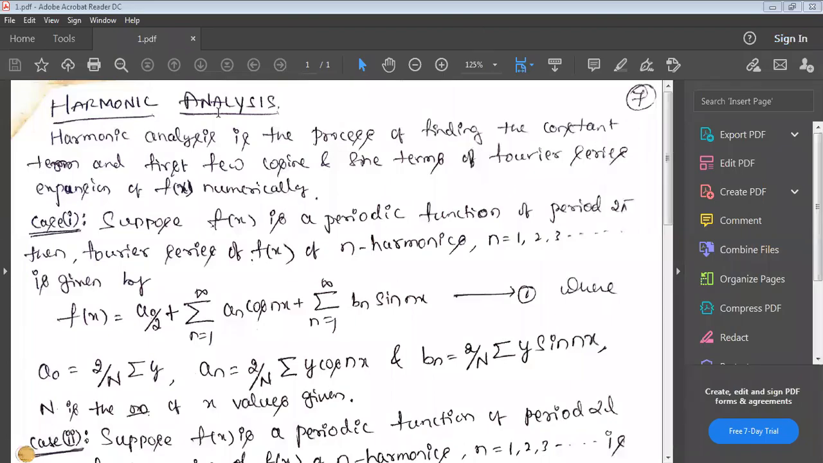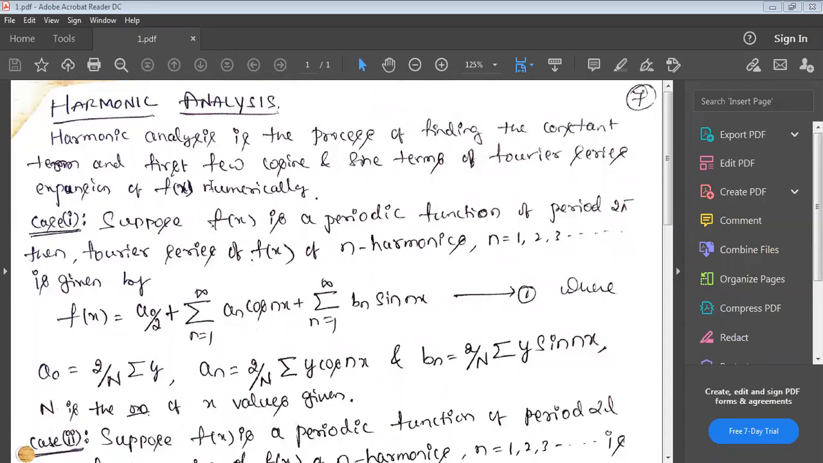Harmonic analysis. Harmonic analysis is the process of finding the constant term and first few cosine and sine terms of a Fourier series expansion of f of x numerically. This harmonic analysis is a part of a numerical technique. So it is one of the applications of a numerical technique in Fourier series.